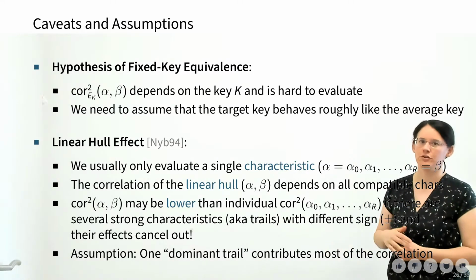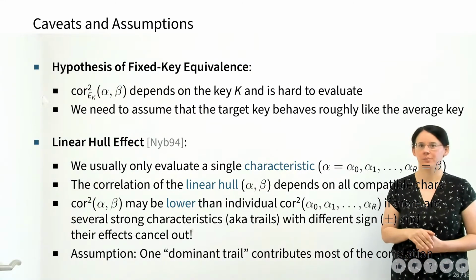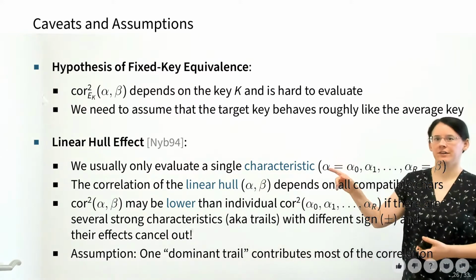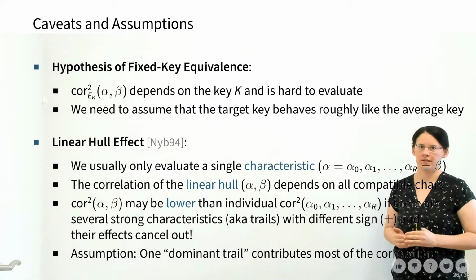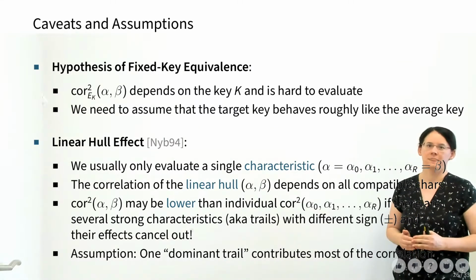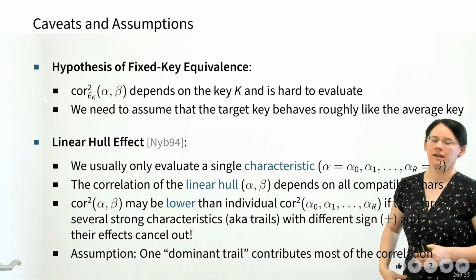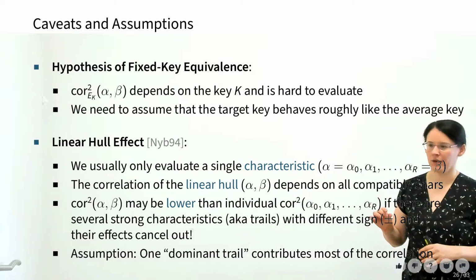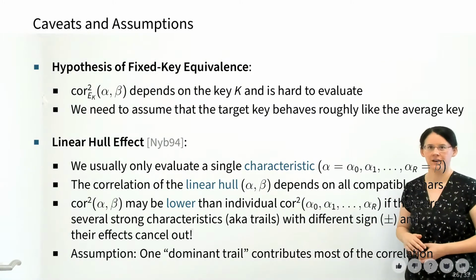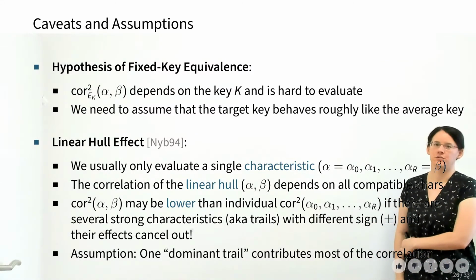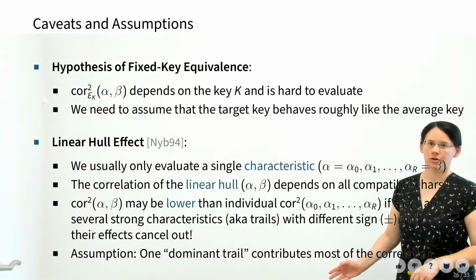What we often assume, and what is to some extent true for some ciphers, is that there is one dominant trail, which means one characteristic, one trail through the cipher, which is much stronger than all the other ones. So its behavior dominates the behavior of the overall linear hull, and all the characteristics with smaller biases don't change it that much. In that case, if there is such a dominant trail, then the probability or the bias of this trail is a good approximation or a good prediction of the overall behavior. But this isn't always the case.